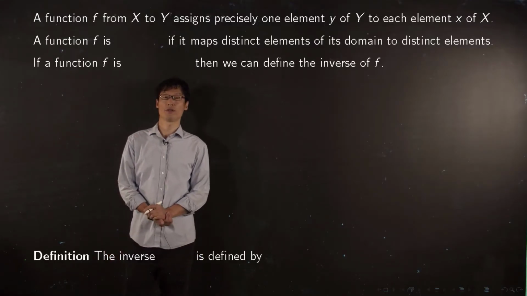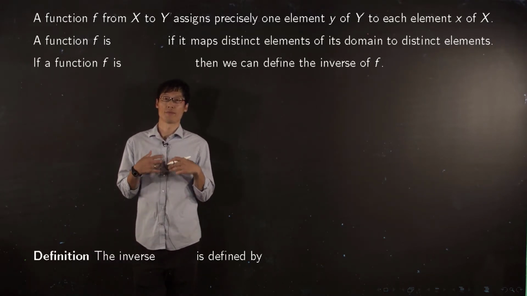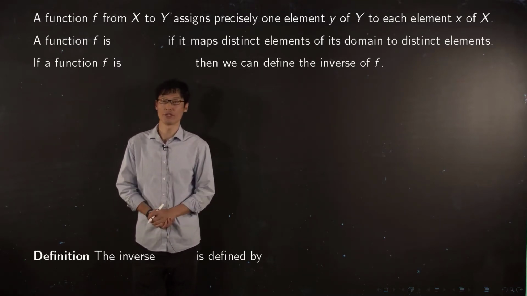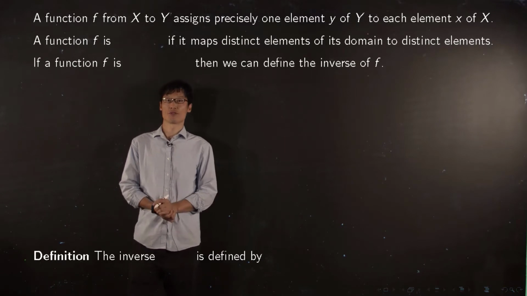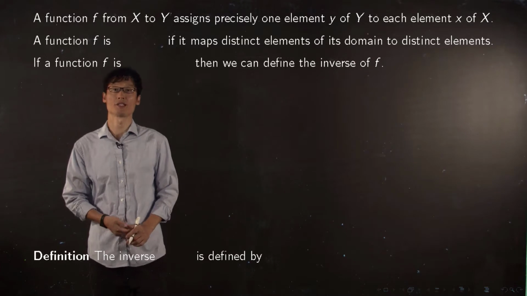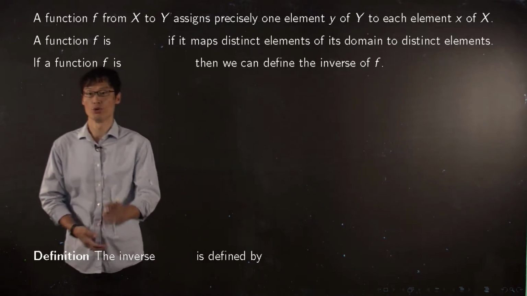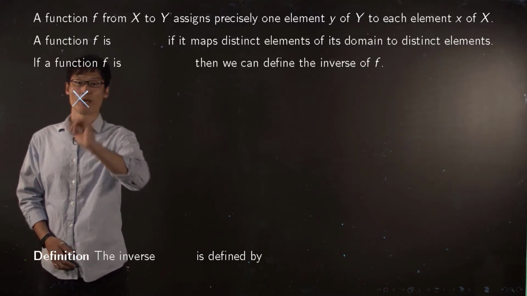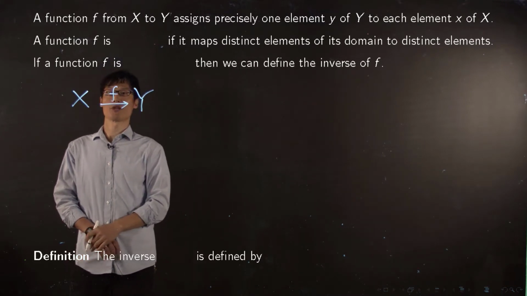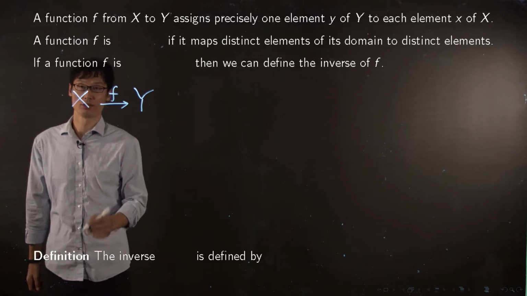So before defining inverse trig functions, let me briefly recall what a function is, what a one-to-one function is, and the definition of an inverse function. A function from a set x to another set y assigns precisely one element to each element in the domain. So let me draw a picture. Say we have set x, set y. A function f assigns exactly one value to each element in the domain.